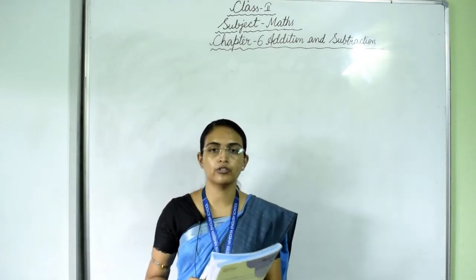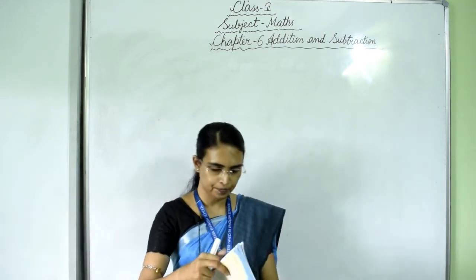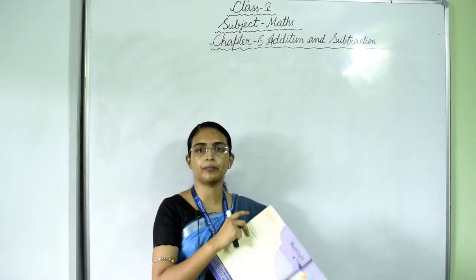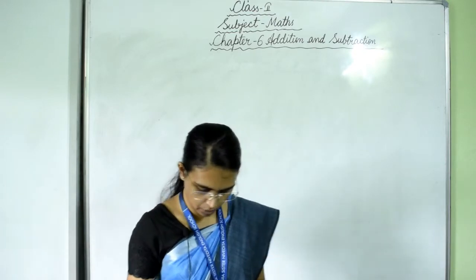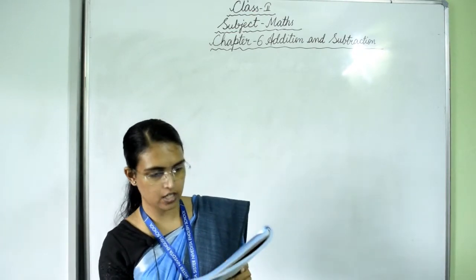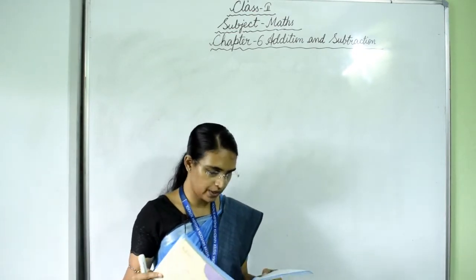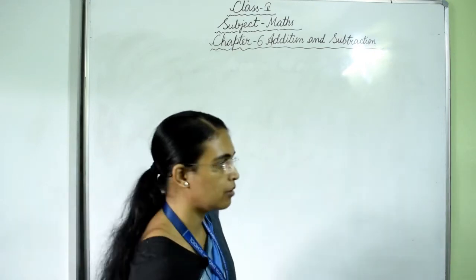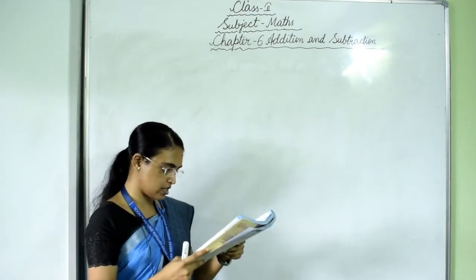Students, today we will continue chapter 6. For that, take out your maths book and come to page number 73, exercise 6.4. Up to 6.3 we have already done in our previous class. Today we are going to do exercise 6.4.